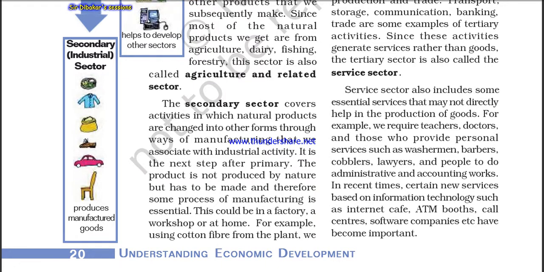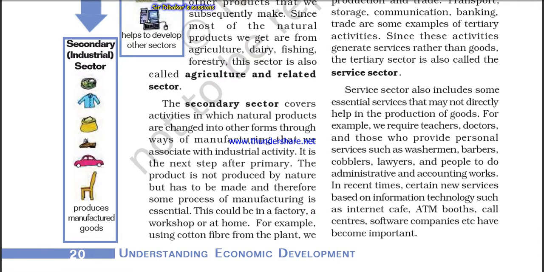Apart from these two sectors, we have got joint sector also, where both the government and the individuals or groups of individuals work together. Clear? Such a sector is known as joint sector. Otherwise, it is public and private, the traditional classification. Clear? Now, on the basis of the condition of the workers, we classify the sectors into two categories: organized sectors and unorganized sectors.